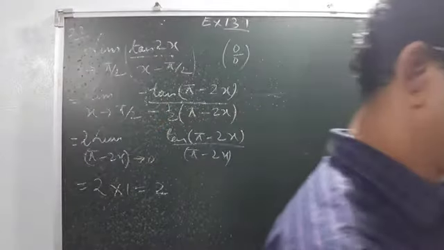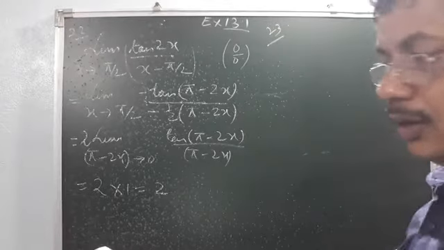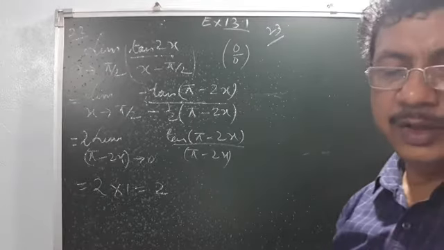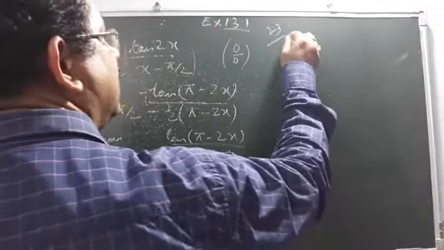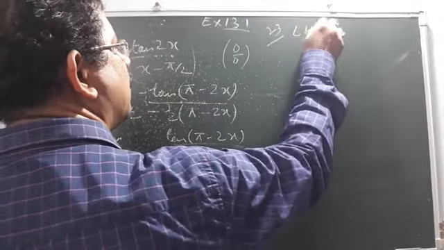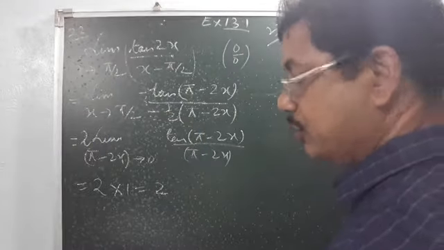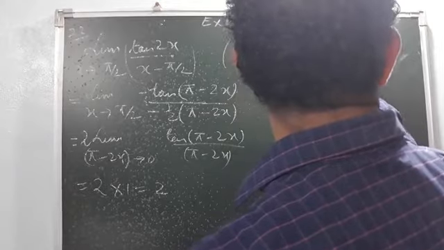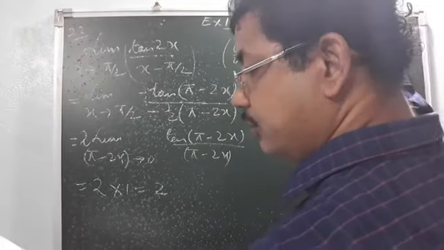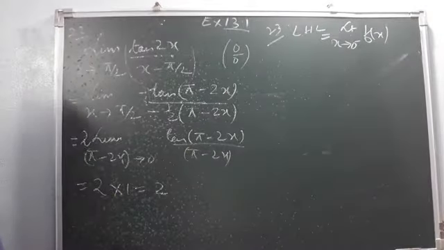Now question number 23, they said find limit f x as x tends to 0. Remember here LHL will be limit x tends to 0 minus, and of course it is LHL.